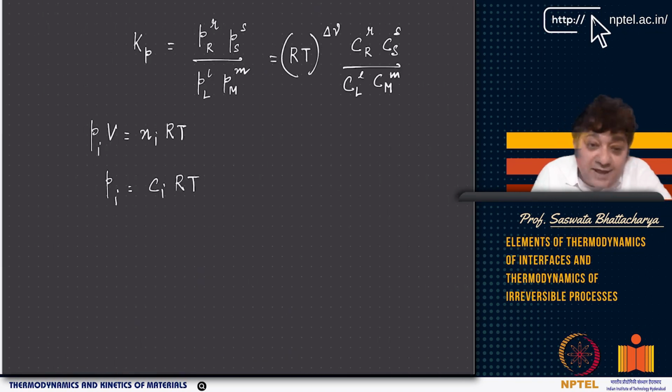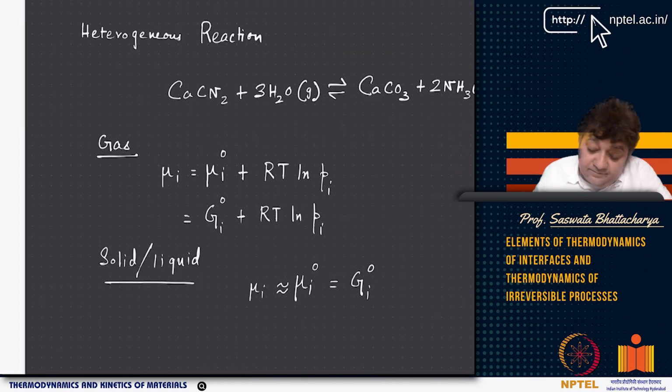Now, if you have all gases, many times we can also use the ideal gas law, P_i V equals n_i RT, or P_i equals n_i by V times RT. So n_i by V is nothing but the concentration. So C_R to the power R, C_S to the power S. C_R is the concentration of R in moles per unit volume.